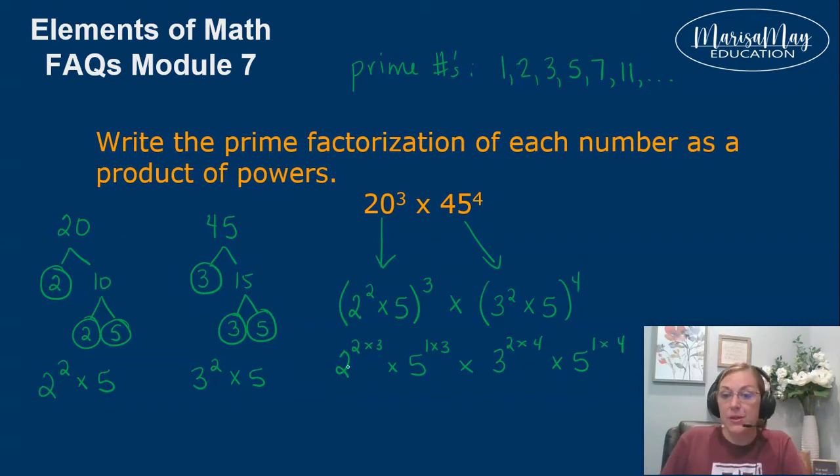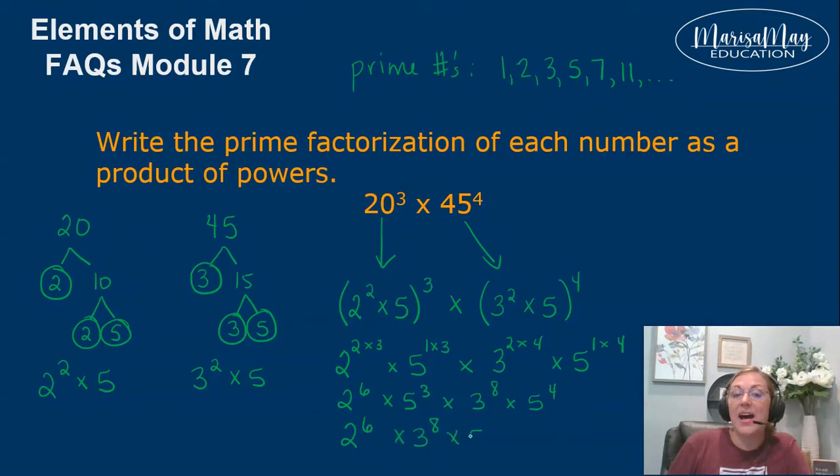Okay, now we'll go ahead and multiply these exponents. That gives you 2 to the 6th times 5 to the 3rd times 3 to the 8th times 5 to the 4th. Now, I see I have 5s, right? 5 to the 3rd, 5 to the 4th. When we multiply, we add exponents. So 2 to the 6th stays the same. 3 to the 8th stays the same. But 5 becomes 5 to the 3 plus 4, which gives me 7.